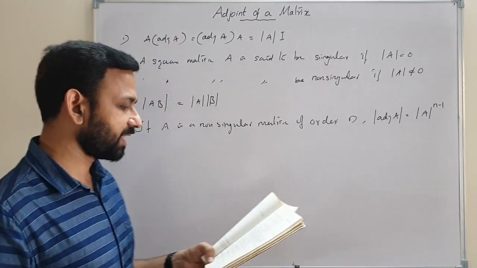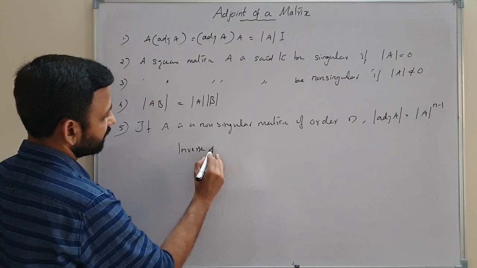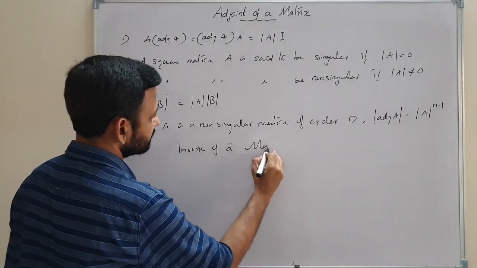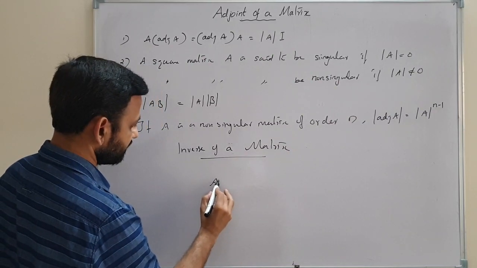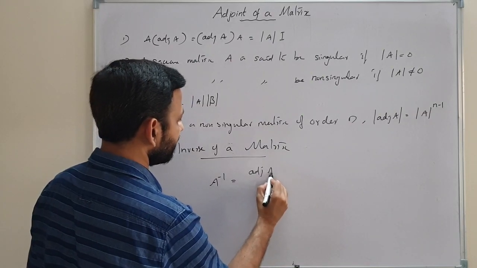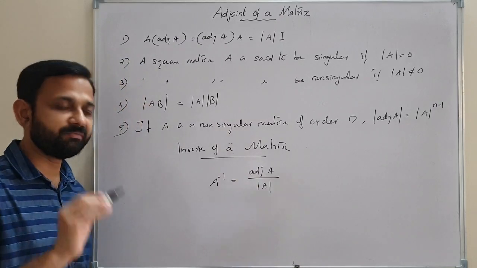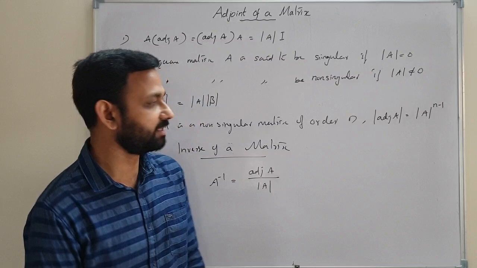Then another important result: the inverse of a matrix. A inverse is defined as adjoint A divided by determinant A. So A inverse is equal to adjoint A divided by determinant A.